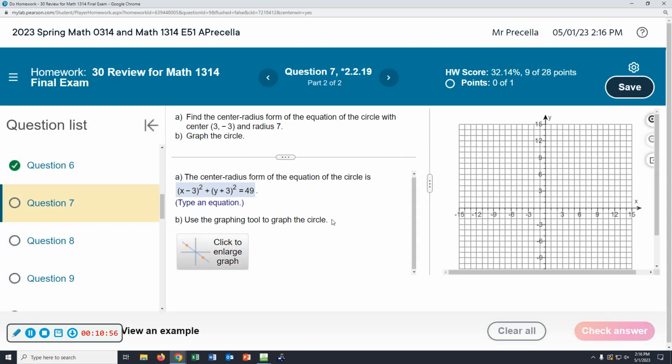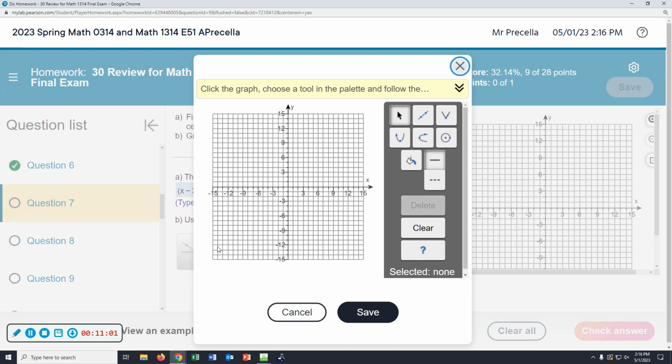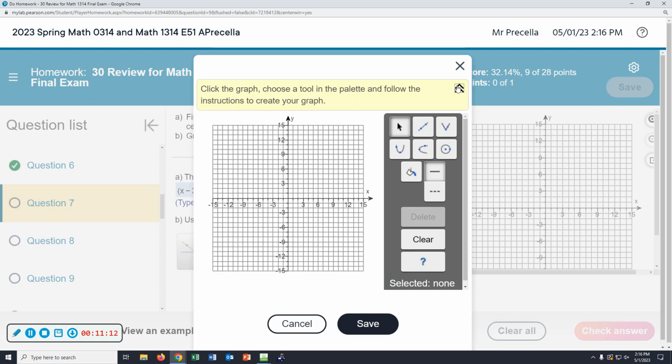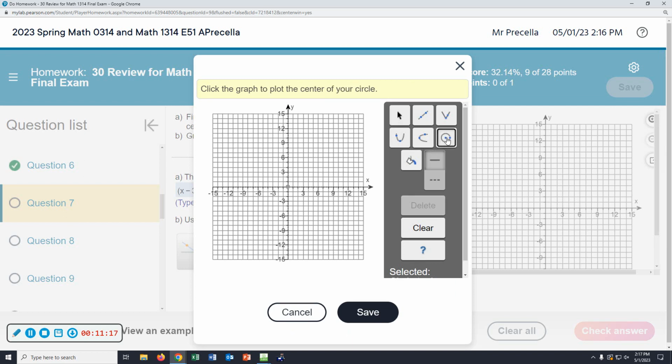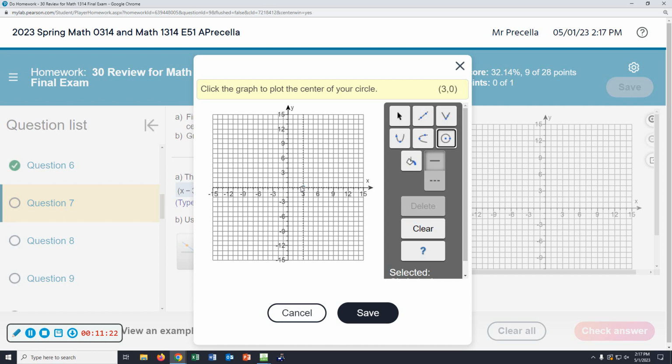And now we have to remember how to use the circle graphing tool. Pop out the little palette, and then you choose the tool. Remember, if you come right up here and expand that, I'll try to give you instructions. Click the tool you need. Well, this is a circle. And then it says plot the center. The center was 3, -3. Upper right-hand corner of the yellow rectangle tells you the point you're at, 3, -3.